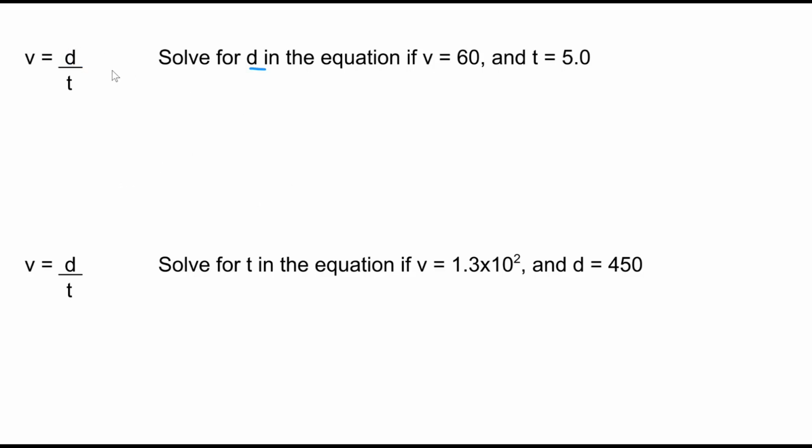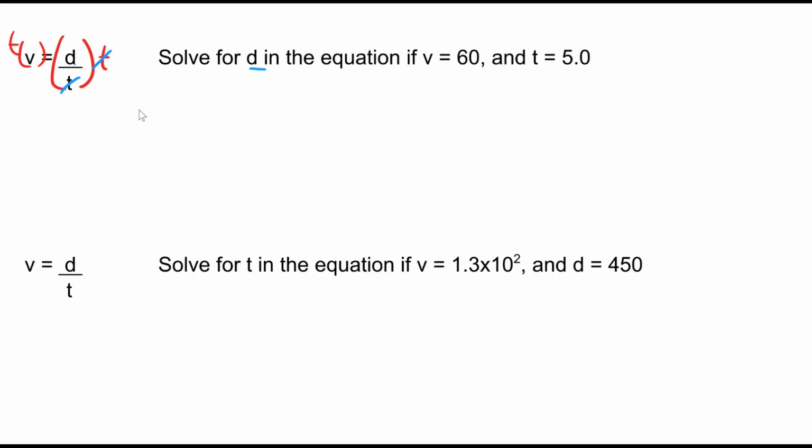What operation is happening to d? d is being divided by t. Well, what's the opposite of dividing by t? Timesing by t. So if I were to divide by t and then multiply by t all in a row, they cancel out.